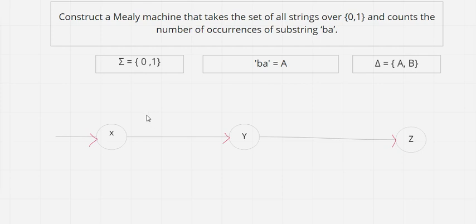Okay, it's very simple actually, but looking into the language, only if you are well equipped with the construction of a DFA, then it is very easy to construct a Moore machine or a Mealy machine. Just you need to focus on the output alphabets as well.